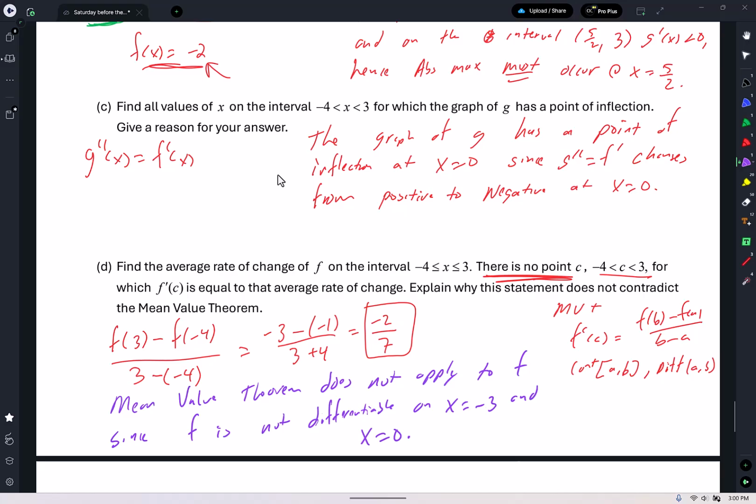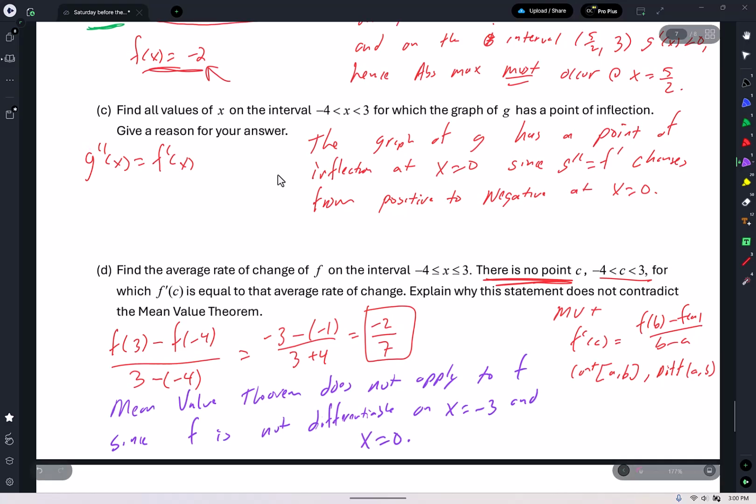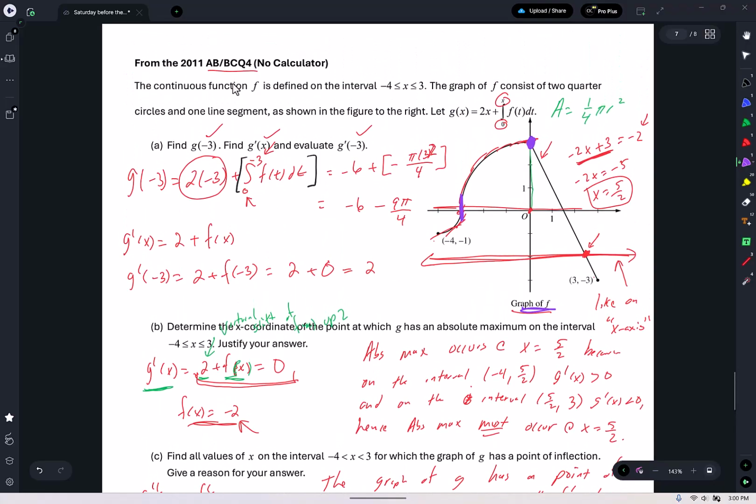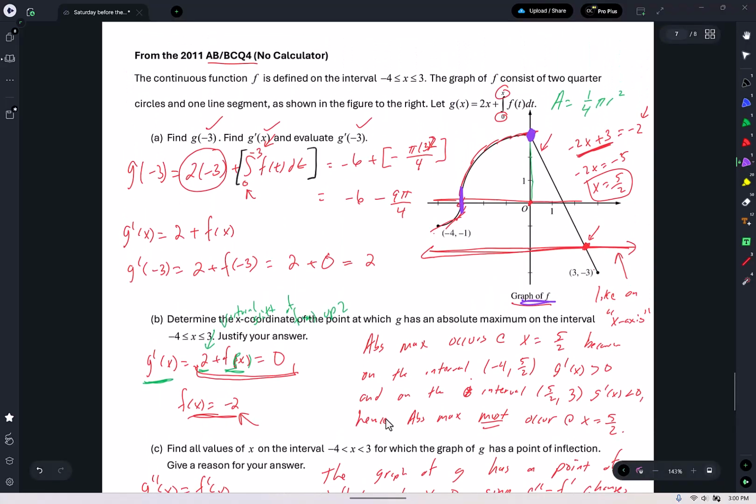I felt I was a little fast on this one. I feel like I did a better job in the classroom on this one this Saturday morning. But yeah, let's go look at the scoring guidelines.